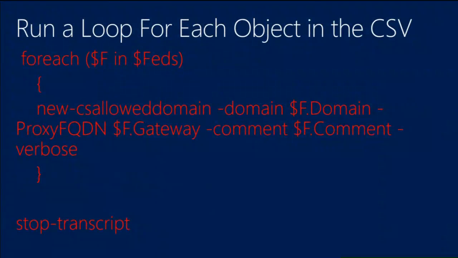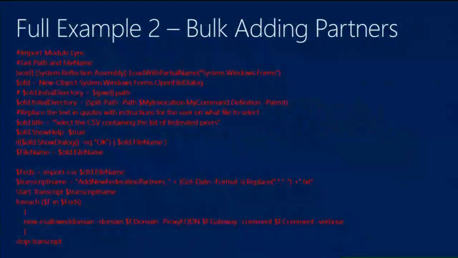Okay, so now we have this information, we run a loop on each of it. For each federation domain within $feds, we run a New-CsHostingProvider, -Domain $_.domain. Then we add the proxy address information, add the comment, and obviously add the Stop-Transcript at the end. So hopefully this should all look like this at the end.